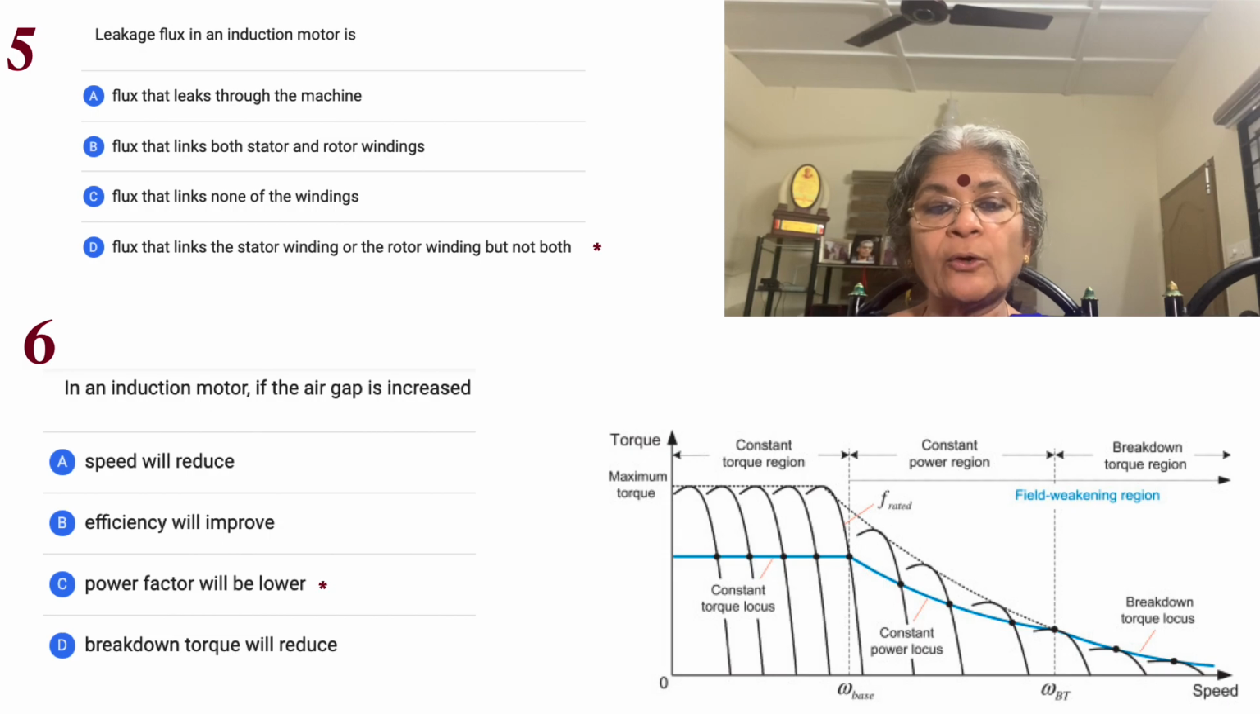And the last one is that the breakdown torque will reduce. Now, let's look at the breakdown torque. Breakdown torque is the maximum torque. And of course, in the diagram we have shown three different modes of operation.